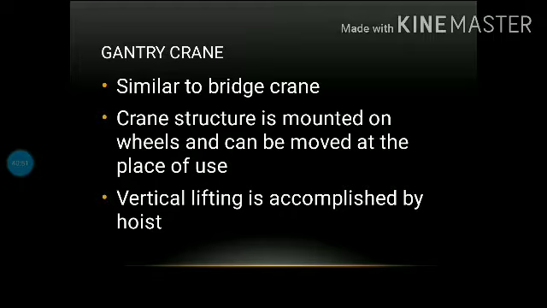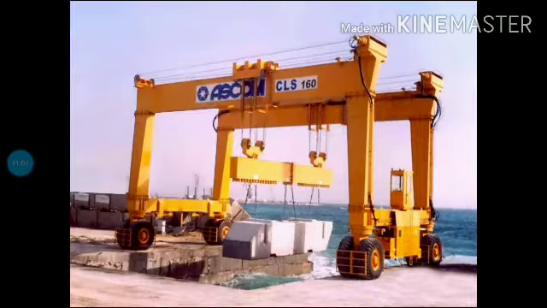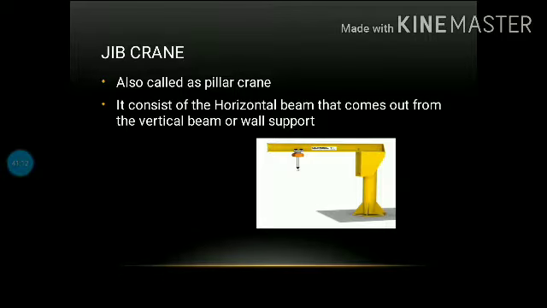If you are in mechanical engineering, and you have seen this gantry crane video, there is some programming, there is some displaying. You have to operate it. You must have technical knowledge, that's all. So you can operate it easily. And the third one, so this is a picture of gantry crane. Now, jib crane, also called as pillar crane. It consists of a horizontal beam that comes out from the vertical beam or wall support. For this also we are going to see a video.